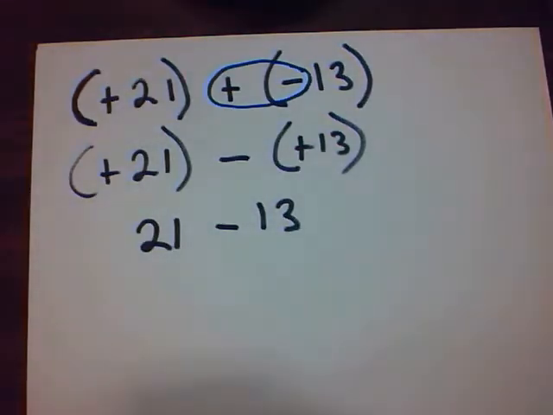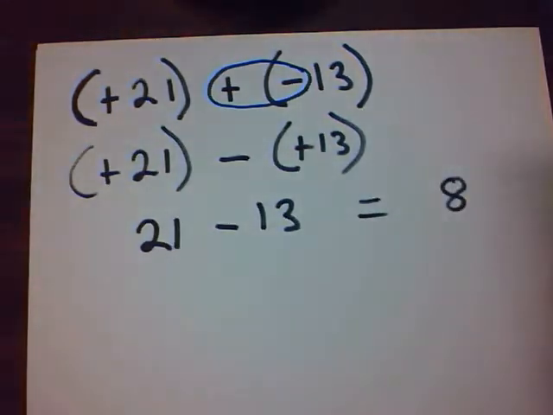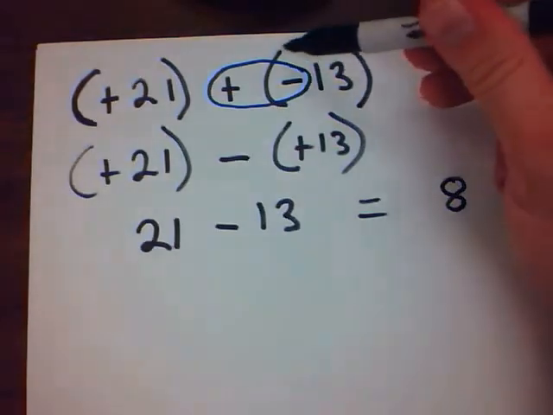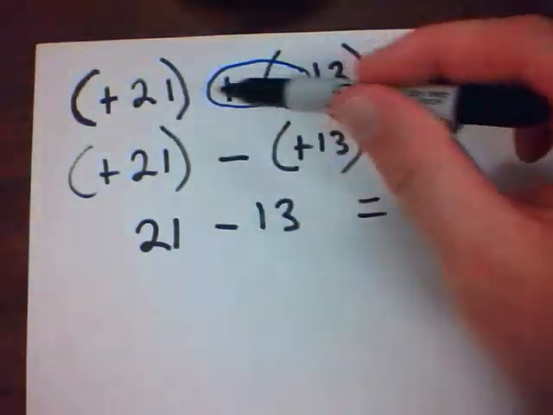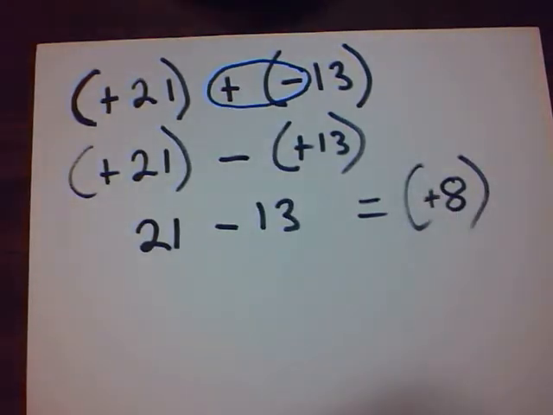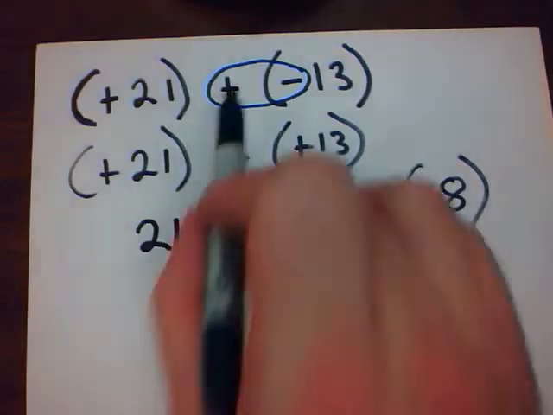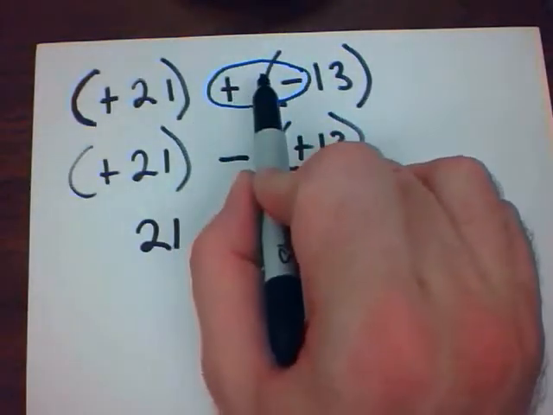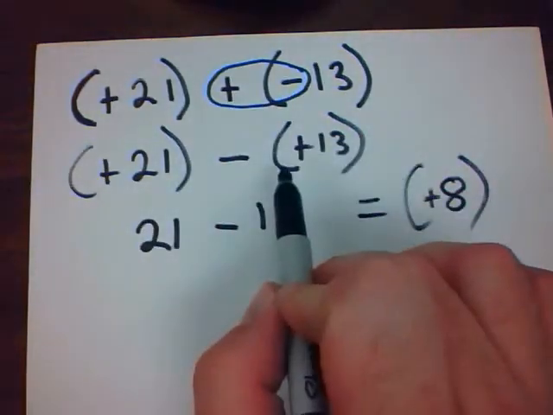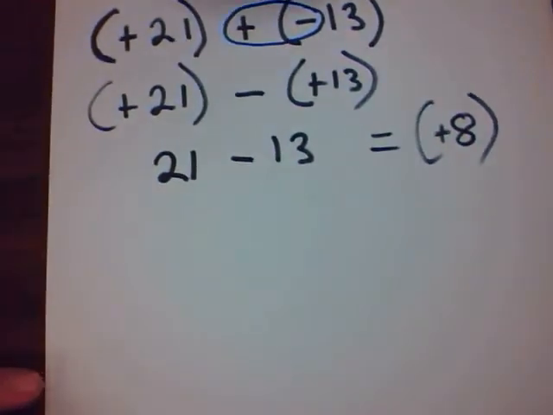21 minus 13. The answer is 8. Of course, in my class, if you have a question that has all these brackets and positive and negative numbers, your answer needs to have brackets and positive and negative numbers in it. But it's simply 21 minus 13. So rather than pulling out all the tiles and moving things all over the place, we can do that. But there are other questions.